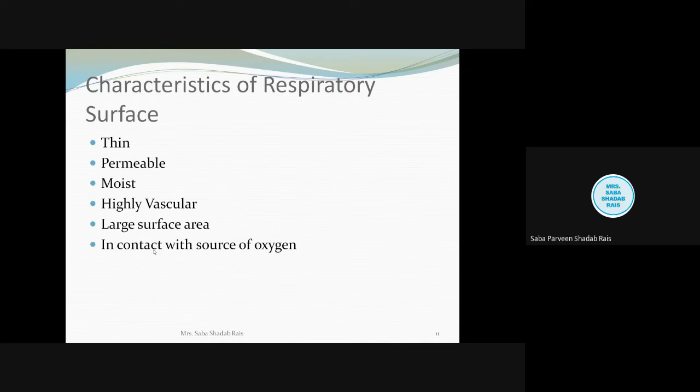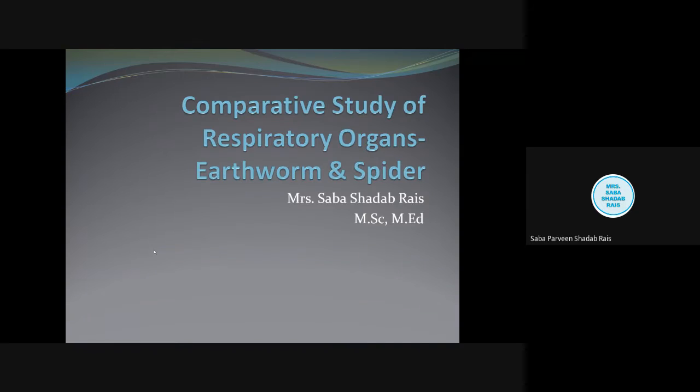So this is all about the respiration. From the next lecture onwards, we are going to learn the comparative study of the respiratory organs. I have just written earthworm and the spider, but we are going to learn the respiration in the bony fish. We are going to learn the respiration in Anabas, that is climbing perch, then Clarias, frog, human. We will also learn about the pigeon.